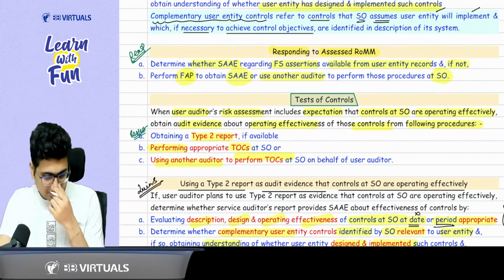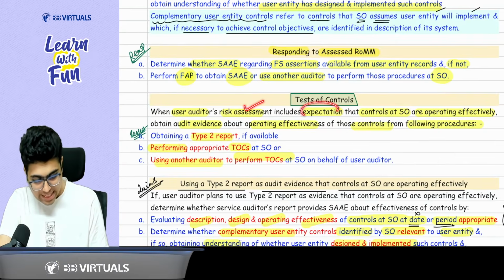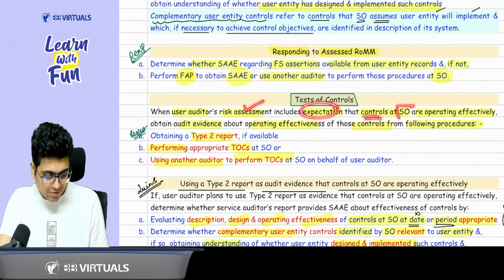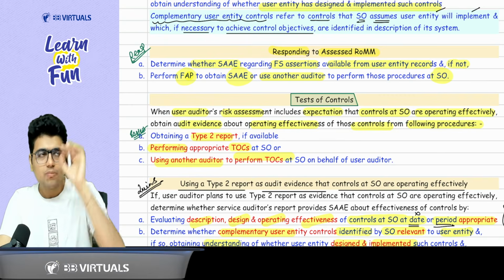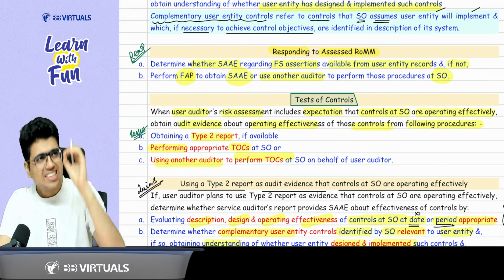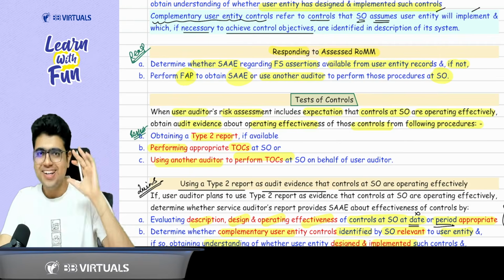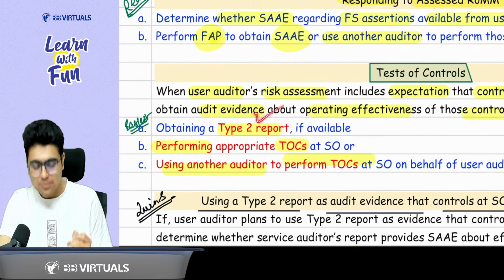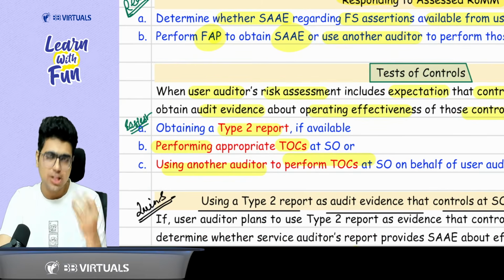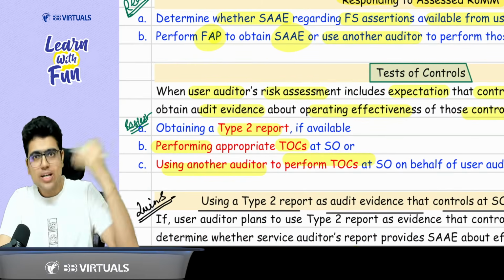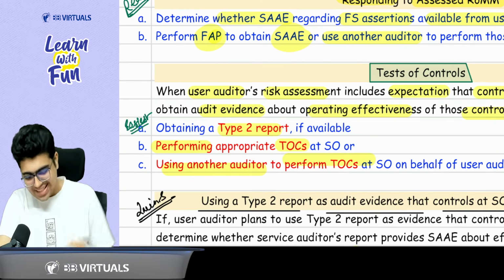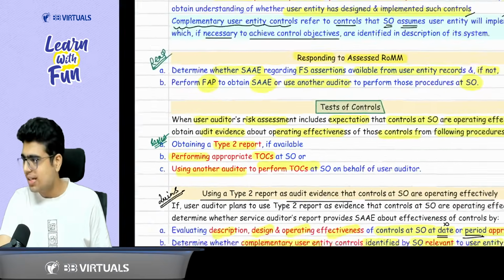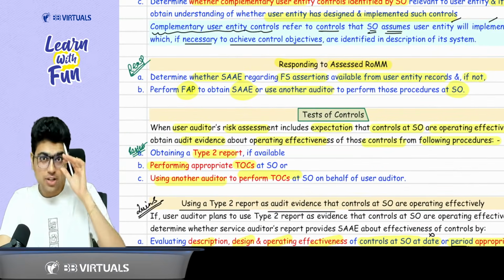So this is the same thing given in your book. Whenever your risk assessment has an expectation that the controls at service organization are operating effectively, to test the operating effectiveness, you need to do the test of control. Tell me, how can you do the test of control? Sir, the easiest way is get the type 2 report. You can obtain the type 2 report because it discusses about TOC. Second thing, you can go and test the control performing test of control. If you don't want to go, send someone else. That means another auditor to perform the test of control. So these are the three ways of doing the test of control.